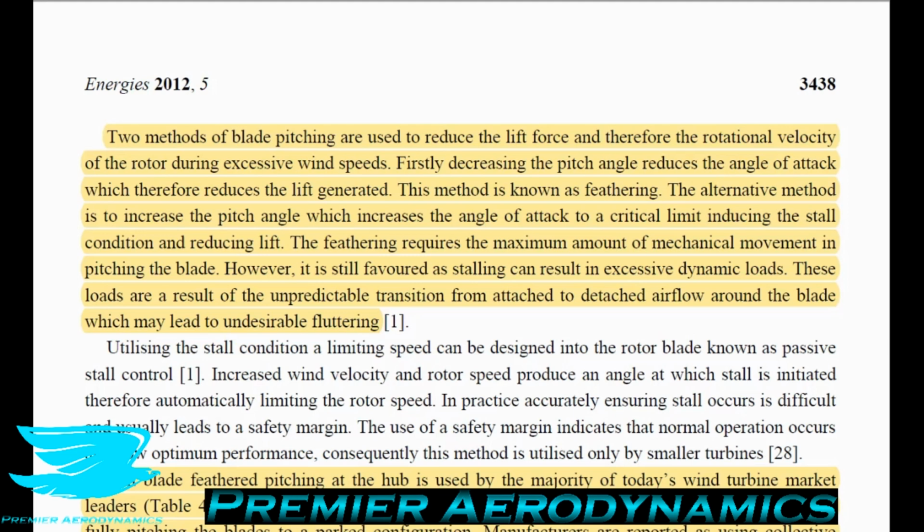Now, if you don't know what fluttering is, it's a dynamic phenomenon when any aerodynamic surface is going under a load, and then it starts to magnify, and then it can just break. That's a very general description. We have podcasts explaining fluttering if you want to watch them later.